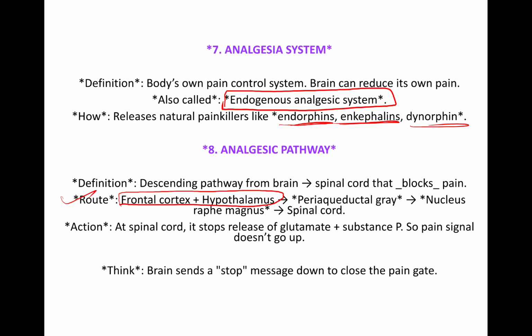So what is happening here at the spinal cord? It stops the release of glutamate and substance P. Okay, which are the pain fibers, right? Slow and fast pain fibers. So these two are stopped at the spinal cord, so pain signals don't go up. That is how analgesia is happening. Pain control is happening at the spinal cord level itself. Think of the brain sending a stop message down to close the pain gate. It will close the pain gate. That is what we were talking about.